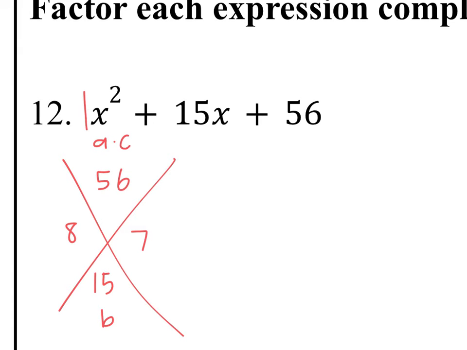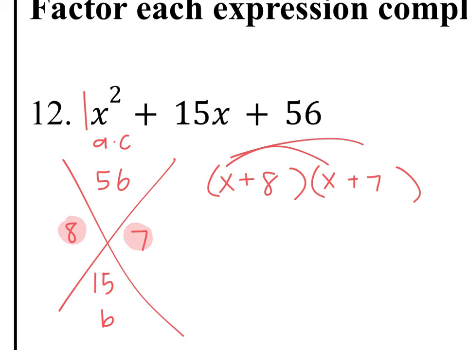And then I can go ahead and create my factors, where my first term is x, and my second term is going to come from this 8 and this 7, where it's a positive 8 and a positive 7. Now, if you wanted to double check yourself, you could FOIL this back out, and you should end up with the same answer that you started with right here. Okay, but this is your final answer. When a is 1, this is how you factor.